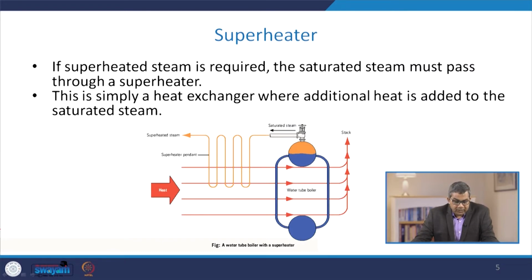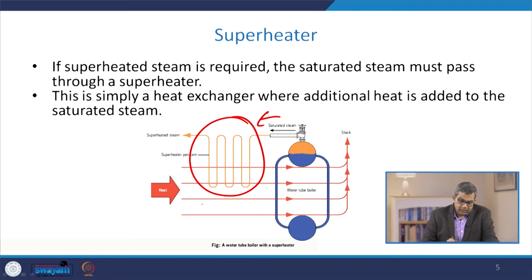Now, let us take the superheater. We have already discussed a couple of segments of this superheater in past lectures. So, obviously, if you require superheated steam, then you must have saturated steam, and this must pass through a superheater. Now, here you see where this superheater is situated. It is not any special device. The only thing is it's a simple heat exchanger, where you may add additional heat to the saturated steam to get the superheated steam. So, this saturated steam is passed through the source of heat to get this superheated steam.